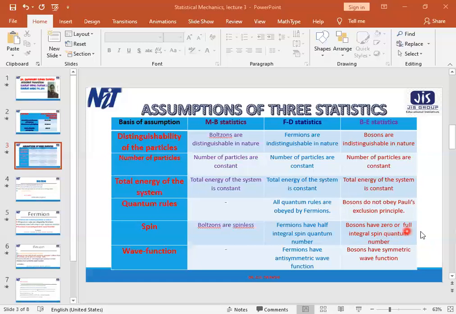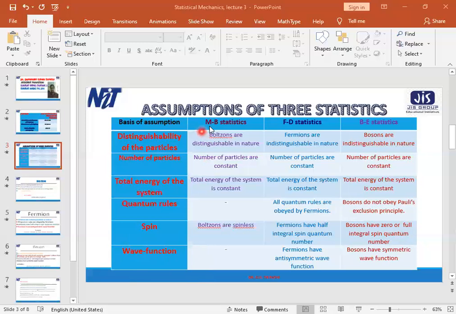So bosons have zero or full integral spin quantum number. Wave function: what is wave function? A wave function is a function assigned to each and every particle of the ensemble, the solution of which gives the space and time behavior of the particle. So it is a very fundamental thing. In quantum mechanics, this is assigned to each and every particle, and on the basis of that, the state of the particle can be told.